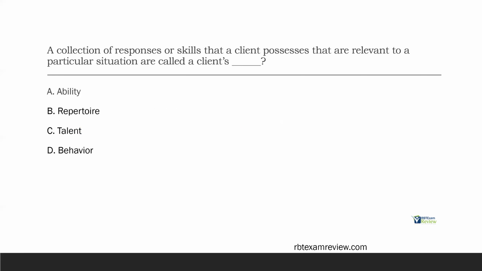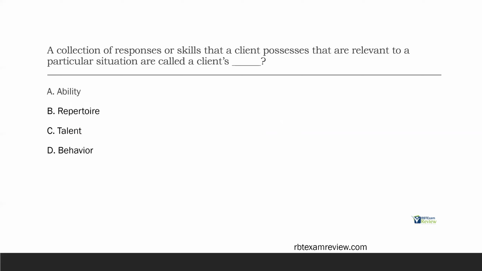A collection of responses or skills that a client possesses that are relevant to a particular situation are called a client's what? Ability, repertoire, talent, or behavior. This is a very specific word that we use quite a bit in ABA. It's not ability, it's not talent, because we don't really measure those. You can't really measure talent. We can't observe ability. Remember, we're still doing ABA here. So A and C are out. It's not a behavior, because this is a collection of responses or skills relevant to this particular situation.